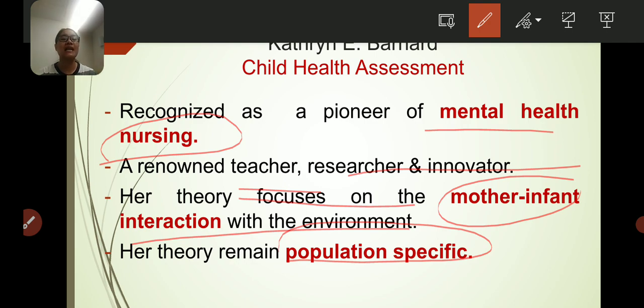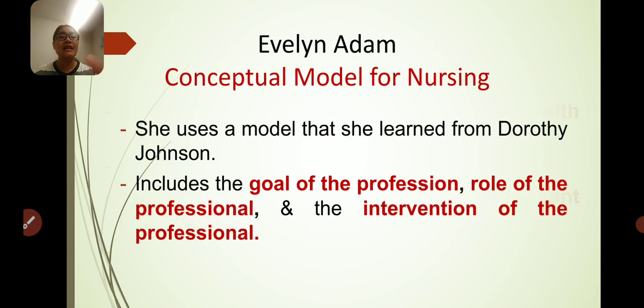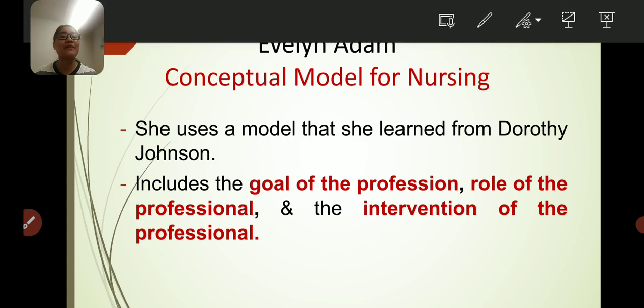Miss, why do you say that the theory of Barnard is population specific? Of course, iyahang dili wide iyang scope. Ang iyang theory primarily focuses on the mother and infant interaction. Okay, that is why this is called a population-specific theory. Okay, next would be Evelyn Adam, conceptual model for nursing, wherein she uses a model that she learned from Dorothy Johnson.